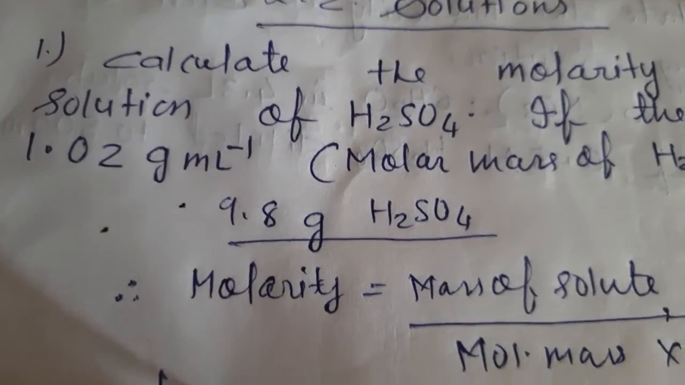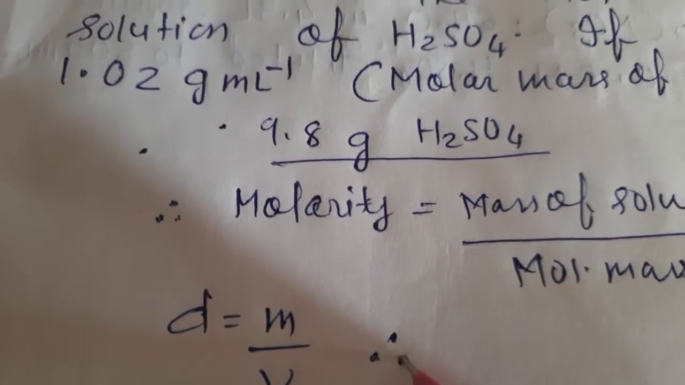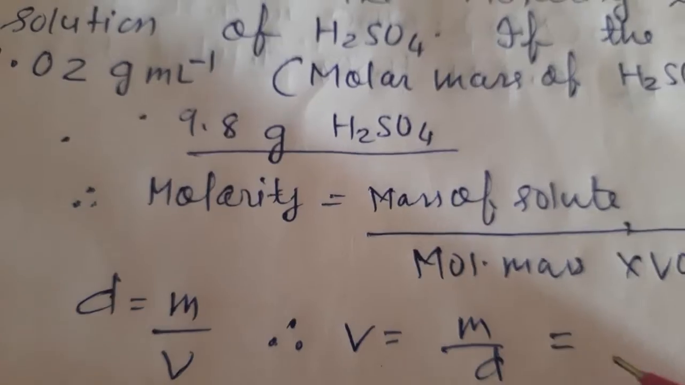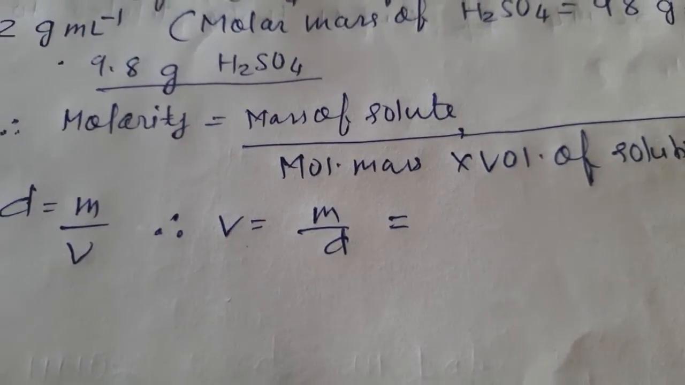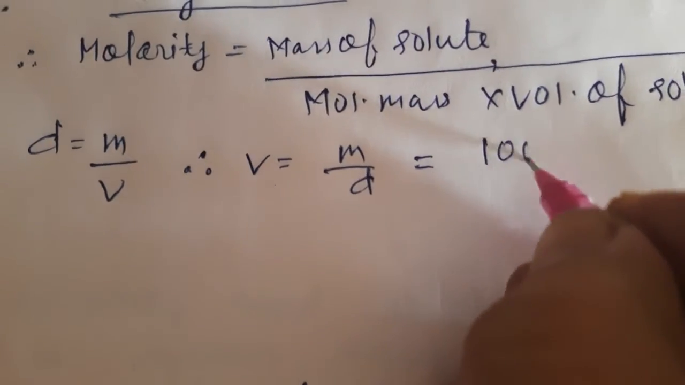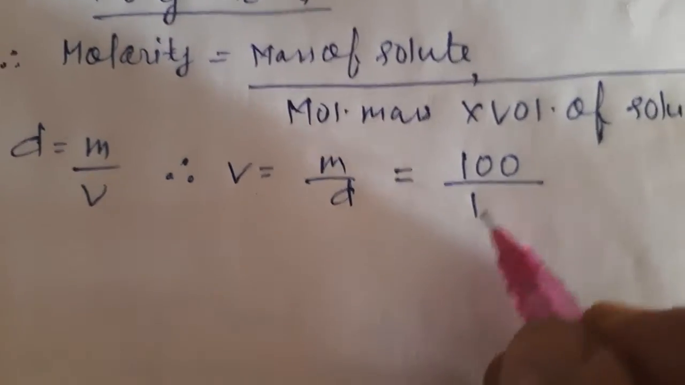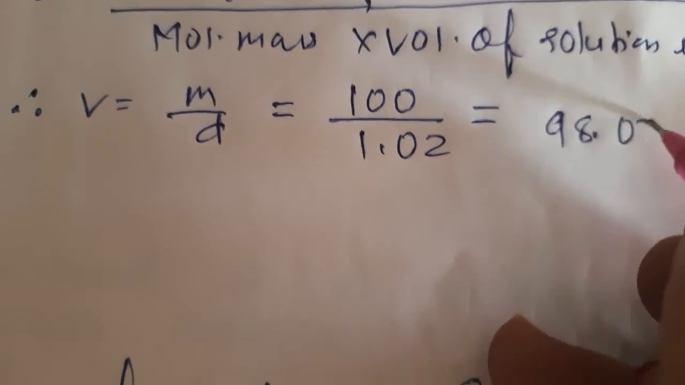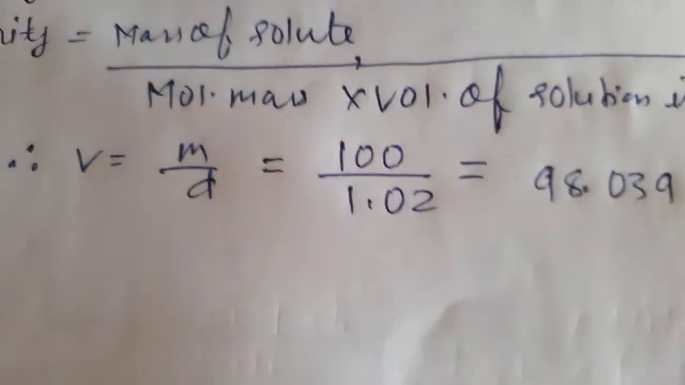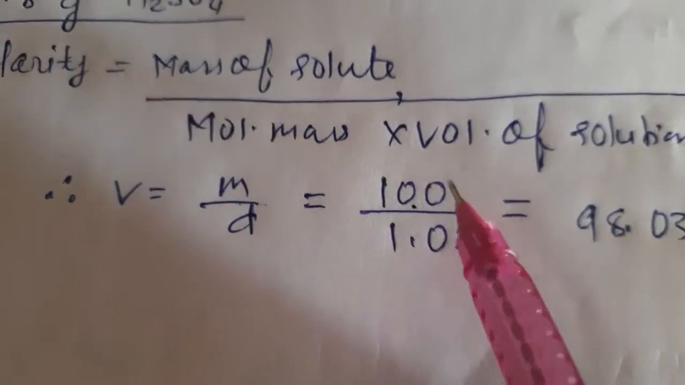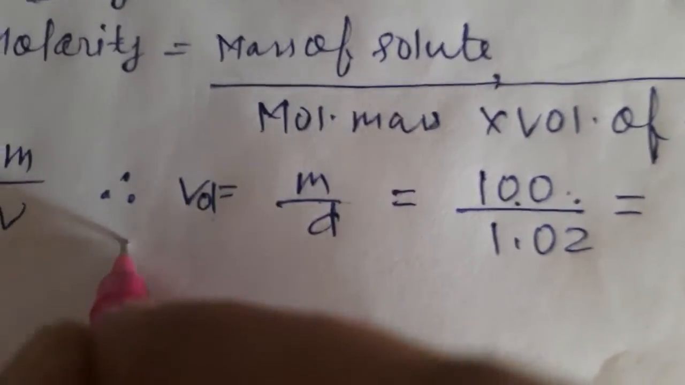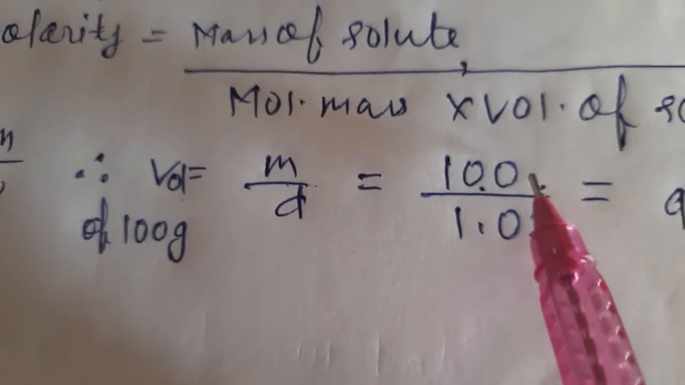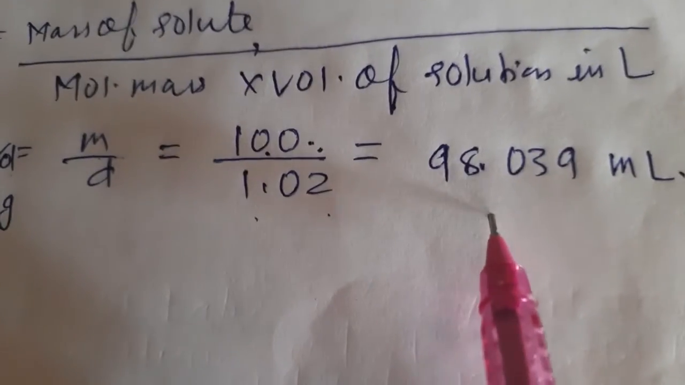So D is equal to M upon V. Therefore volume is equal to M upon D. So we will write here 100 upon density is 1.02. So when you will divide it will become 98.039 ml. From where 100 came? Mass is 100 grams. So here you can write volume of 100 gram is equal to M upon D. So 100 upon 1.02 is equal to 98.039 ml.